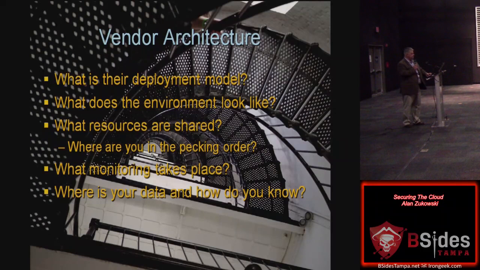Where is the data and how do you know? So they'll tell you, well, our data's in Texas, but it's replicated to Rhode Island. But we also have customers in Ireland. What can you do to guarantee me that when something goes down, my data doesn't show up in Ireland? Even for a couple minutes while you fix a problem in Rhode Island or Texas.